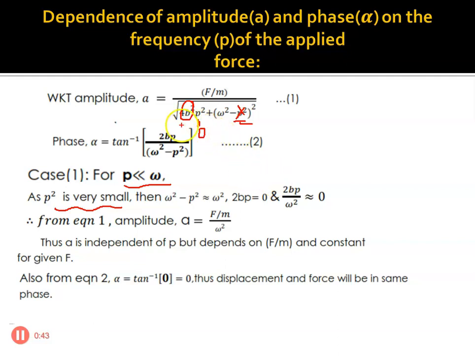So only F by M by omega square remains, and A is equal to F by M by omega square. Omega power 4 is under the square root, and if you take it out of the square root you get omega square. In the second part, the numerator 2 BP is 0 and tan inverse of 0 is 0, so the displacement and force will be in the same phase. So the amplitude is F by M by omega square and alpha is equal to 0.